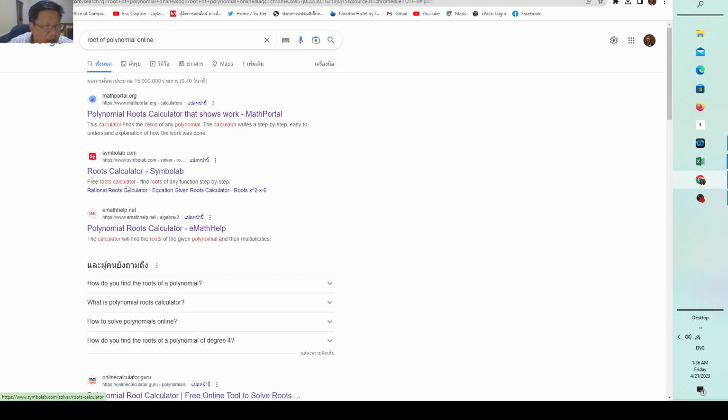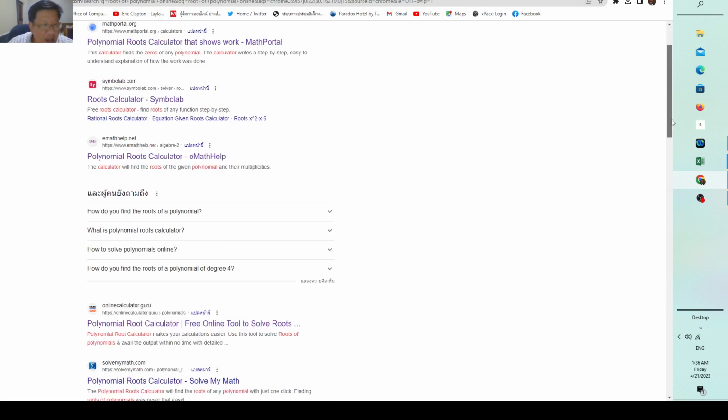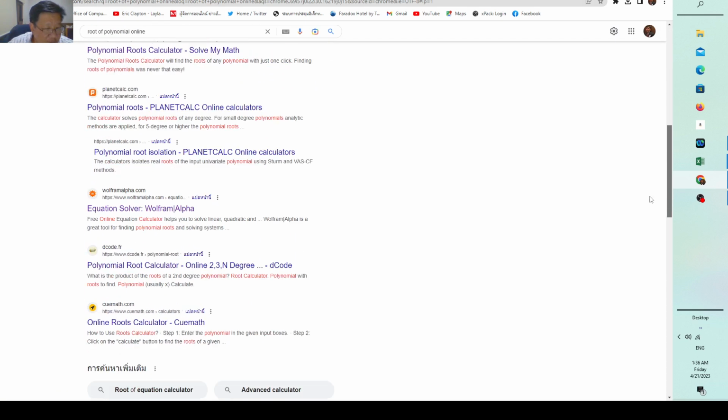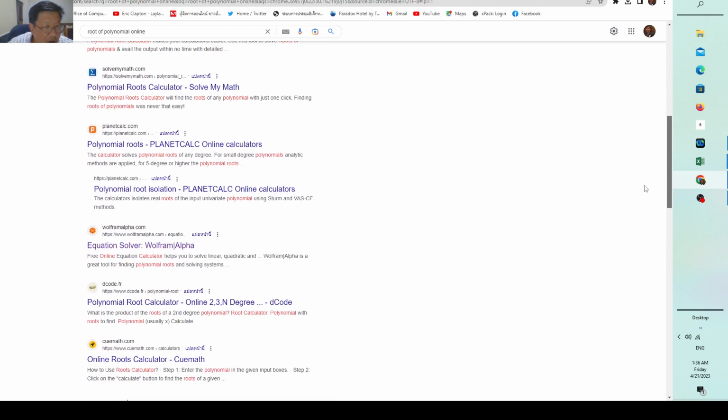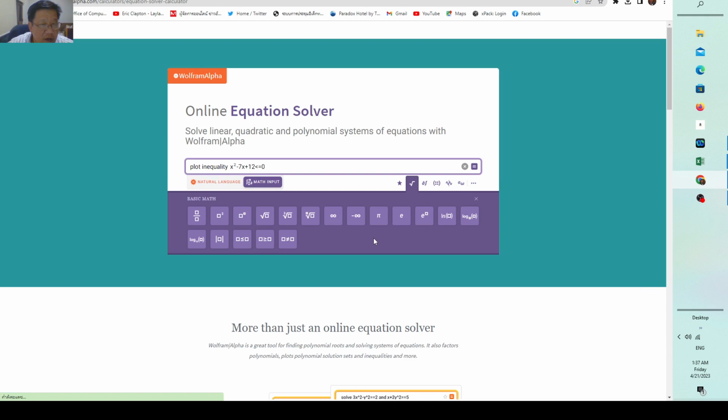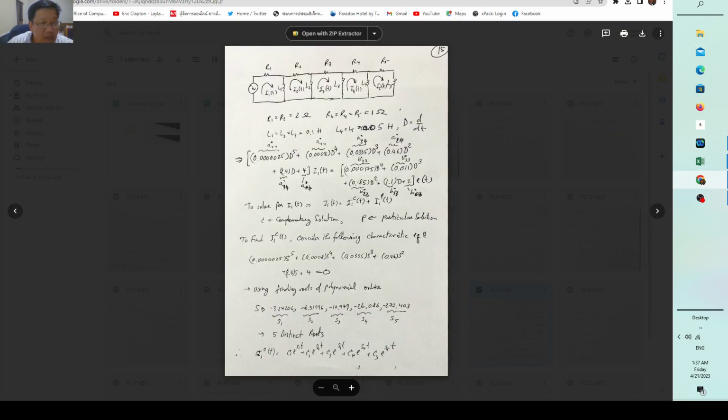There are many websites here, but the one that I'm going to recommend is this one, the equation solver, Wolfram Alpha. So I'm going to enter Wolfram Alpha here, and this one, equation solver. It takes some time for me to write down the equation. Oh my God, I didn't prepare the pen.